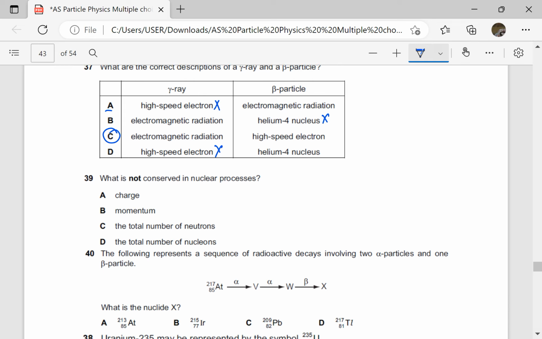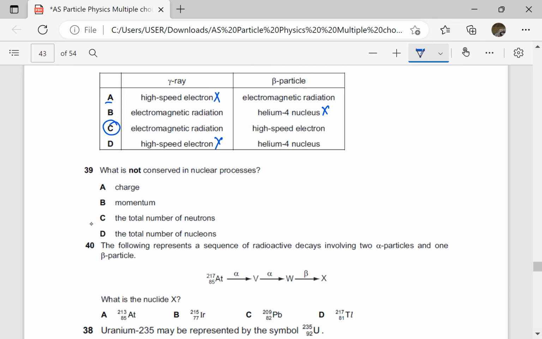What is not conserved in a nuclear process? Charge, momentum, total number of neutrons. Momentum is always conserved. Neutron number is always conserved? No, it is the nucleon number which is always conserved. The neutron number may not be conserved, but the charge is always conserved. The question is, what is not conserved? Charge is always conserved because the charge is determined by the number of protons. So the neutron number is the one which is not conserved. So the answer is C.